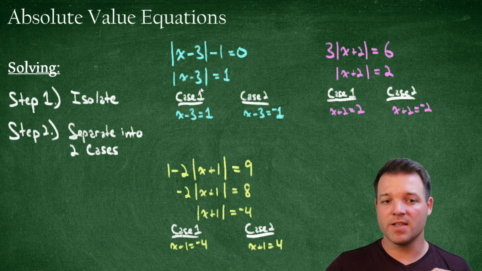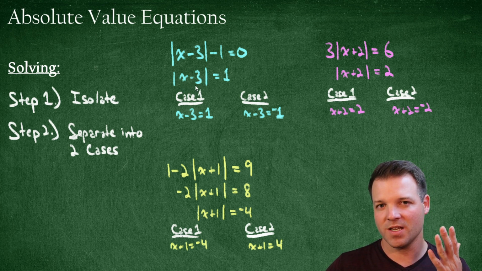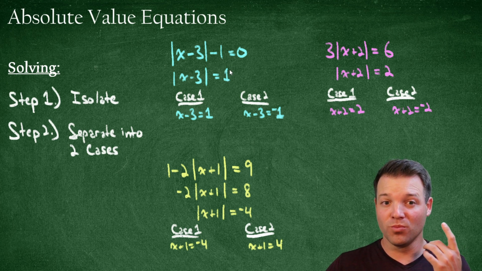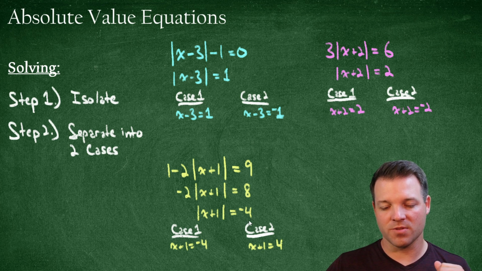Case 2 is, and if you go back to that third definition, well, if it was negative inside of here, in this case in the blue, if x minus 3 was negative, then how do we get our answer? Well, we had to negate the other side, turn it into a non-negative. In other words, multiply it by negative 1. So case 2 is, yeah, write the exact same thing down, drop the absolute value, but you need to multiply the right-hand side by negative 1. So this is x minus 3 is equal to negative 1. The pink one, x plus 2 is equal to negative 2. And the yellow one, x plus 1 is equal to positive 4. Negative 1 times negative 4 is positive 4.